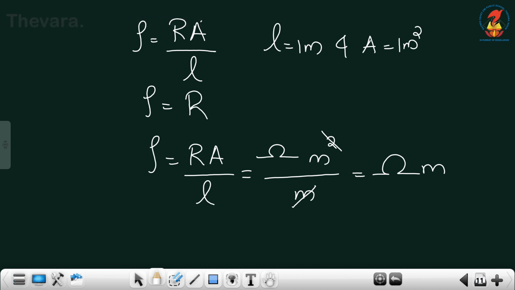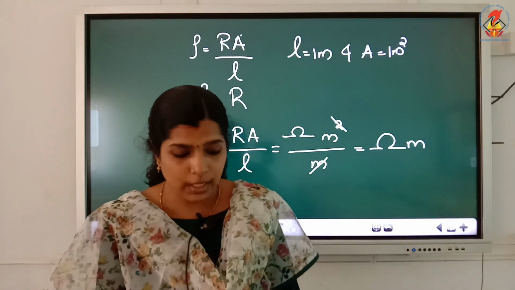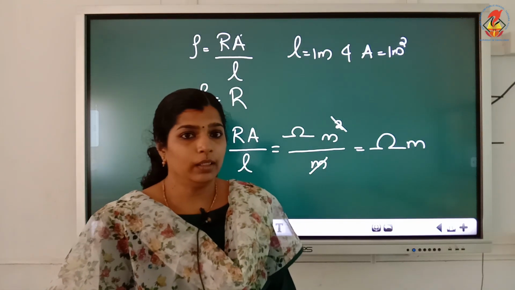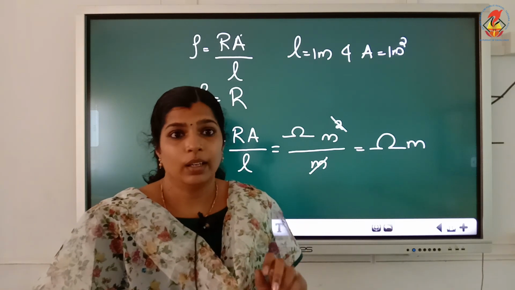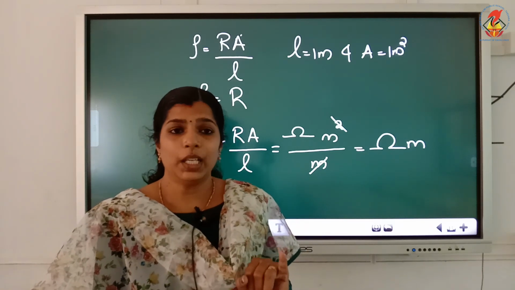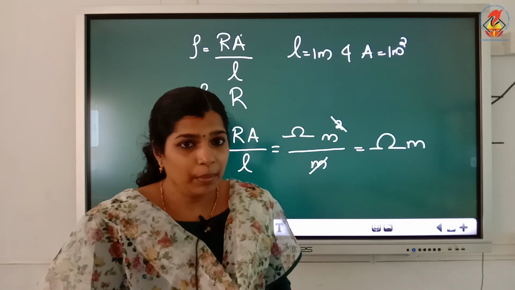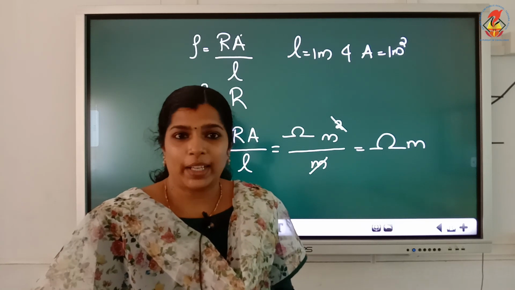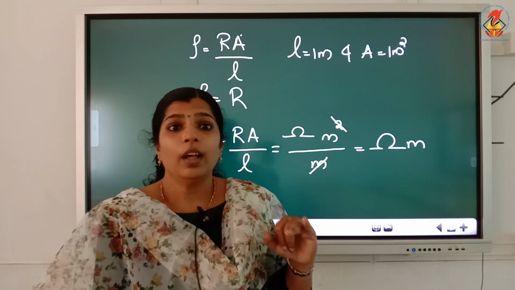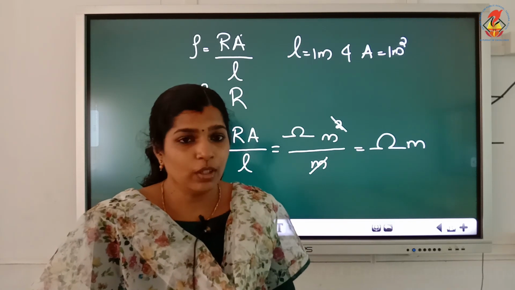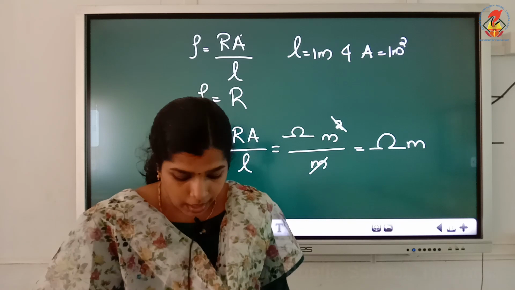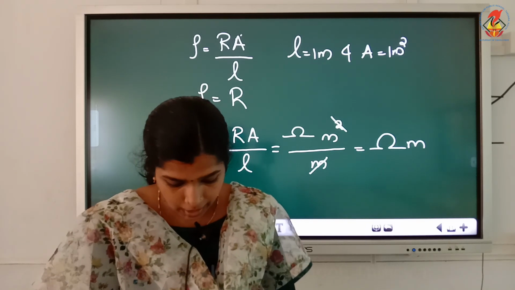Now, what are the factors that the resistivity of a conductor depends upon? Only 2 factors are there: one is temperature and the second one is nature of the material. Only 2 factors are there for the resistivity.